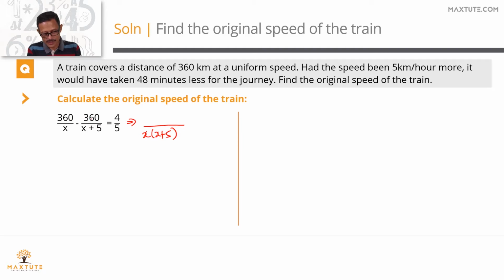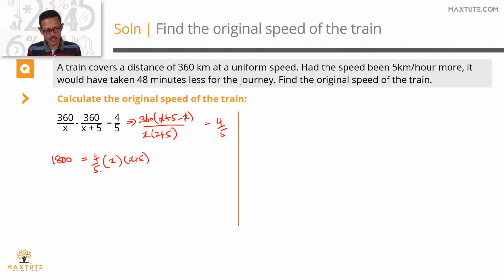360 is there on the numerator of both parts. So let's take 360 as a common term. That leaves us with x plus 5 minus x. This is equal to 4 by 5. x gets cancelled with minus x. So the numerator here is equal to 360 into 5, which is 1800. This is equal to, let's cross multiply as we are writing this, 4 by 5 times x into x plus 5. That's what we have.